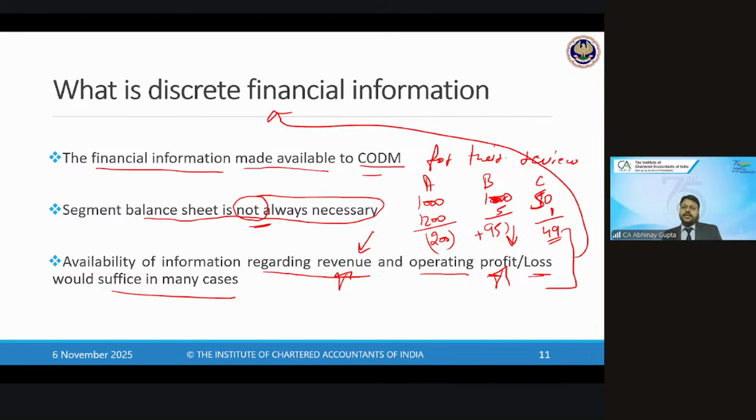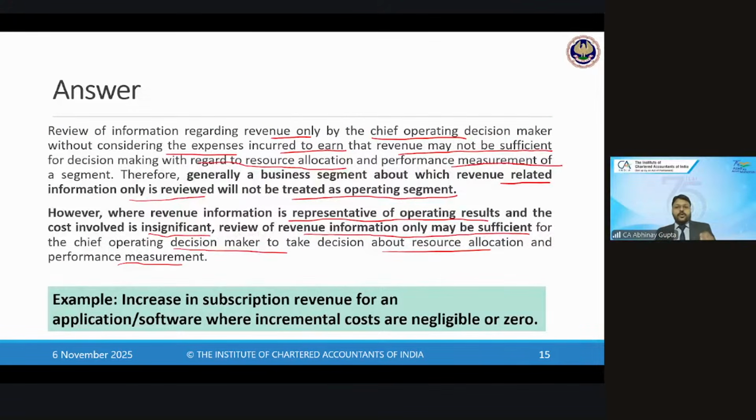Everything is possible, right? But which segment is performing better will be driven on the basis of what number? The profit at the end of the day. Because at the end of the day, if the bottom line is negative, then it means the segment is not profitable. And if the segment bottom line is positive, then the segment is profitable. Yes or no? Yes, sir. So by looking at the revenue number only, will you be able to do the complete analysis of which segment is performing better? No, sir. So that's why the standard says looking at the revenue numbers only, it is difficult for the CODM to analyze the performance and take decisions about the future resource allocation for that segment, right?